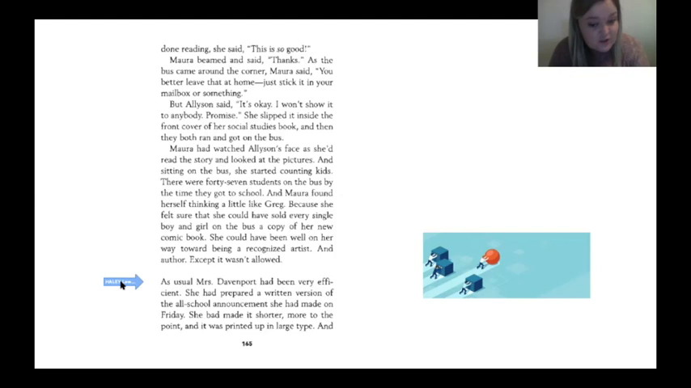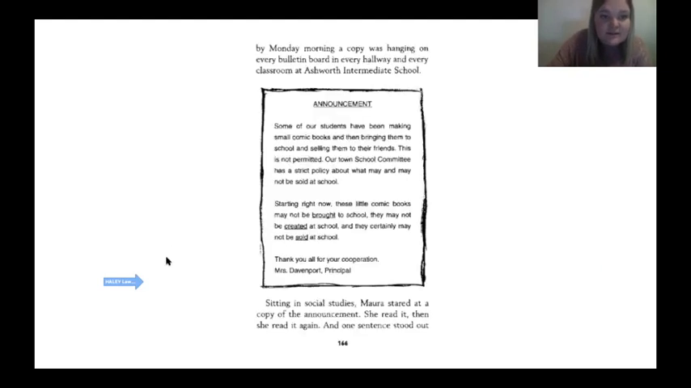She had made it shorter, more to the point, and it was printed up in large type. And by Monday, a copy was hanging on every bulletin board in every hallway and every classroom at Ashworth Intermediate School. Announcement. Some of our students have been making small comic books and then bringing them to school and selling them to their friends. This is not permitted.